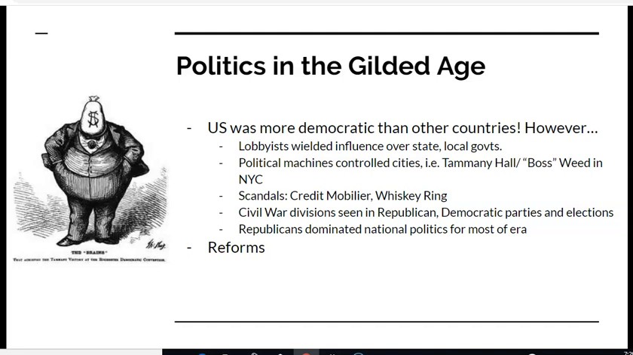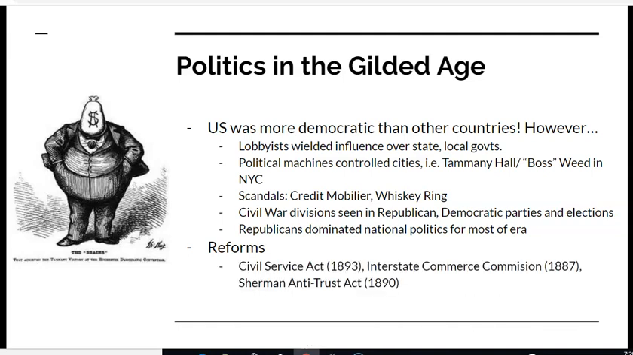There were several important reforms that should be noted during this time period, such as the Civil Service Act that actually required many people working in the federal government to be qualified for their jobs. You had the Interstate Commerce Commission, which was an early step in trying to regulate railroads in the United States, and the Sherman Antitrust Act, which was a big first step in trying to break up big businesses and create more opportunities for competition during this time period.